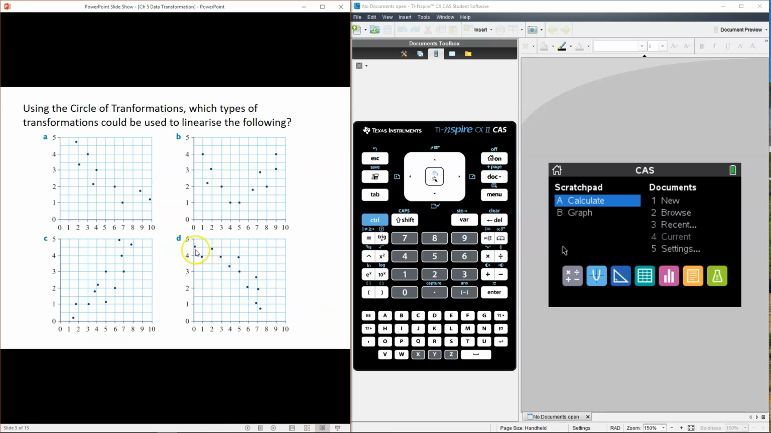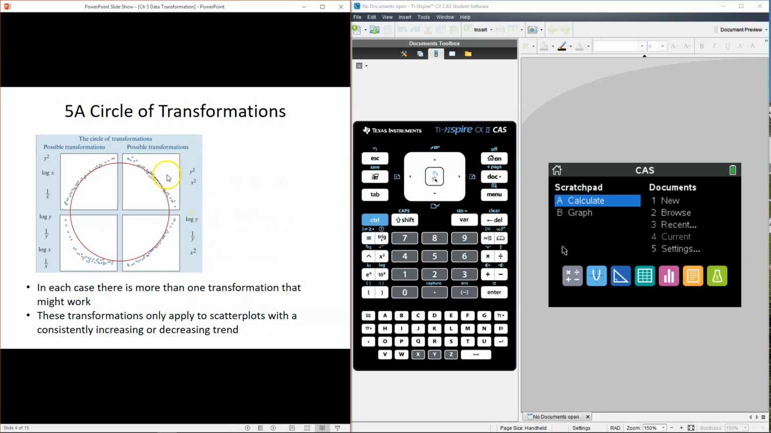And for D, the last one, as you can see, this looks like the top right-hand side of the circle, doesn't it? Part D. Let's go back and have another look. So for this one, the possible transformations would be squaring the y-axis or squaring the x-axis.